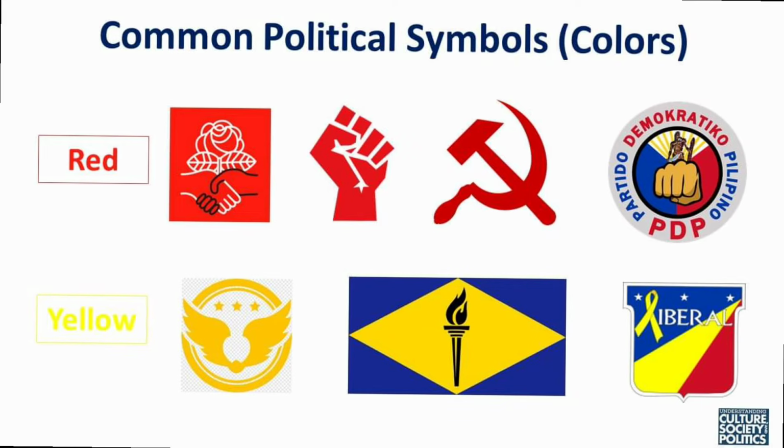As you may have noticed, in the Philippines, the Liberal Party is represented by the color yellow, and PDP Laban, the political party of President Duterte, is represented by the colors blue and red, since it describes itself as a democratic socialist party. And there are other political parties that are also represented by their own political symbols.